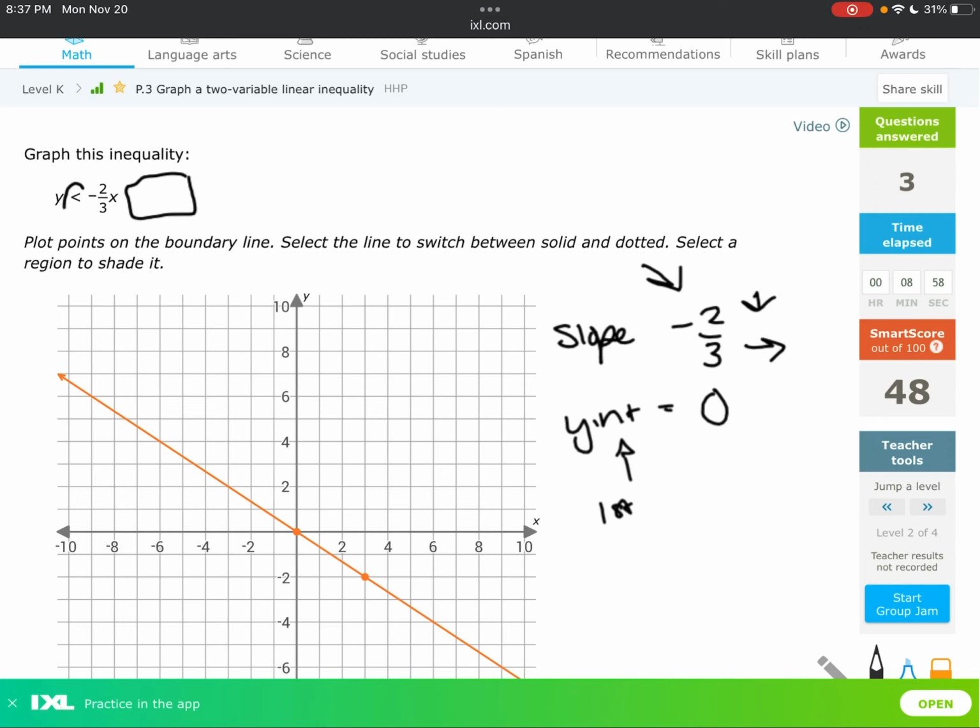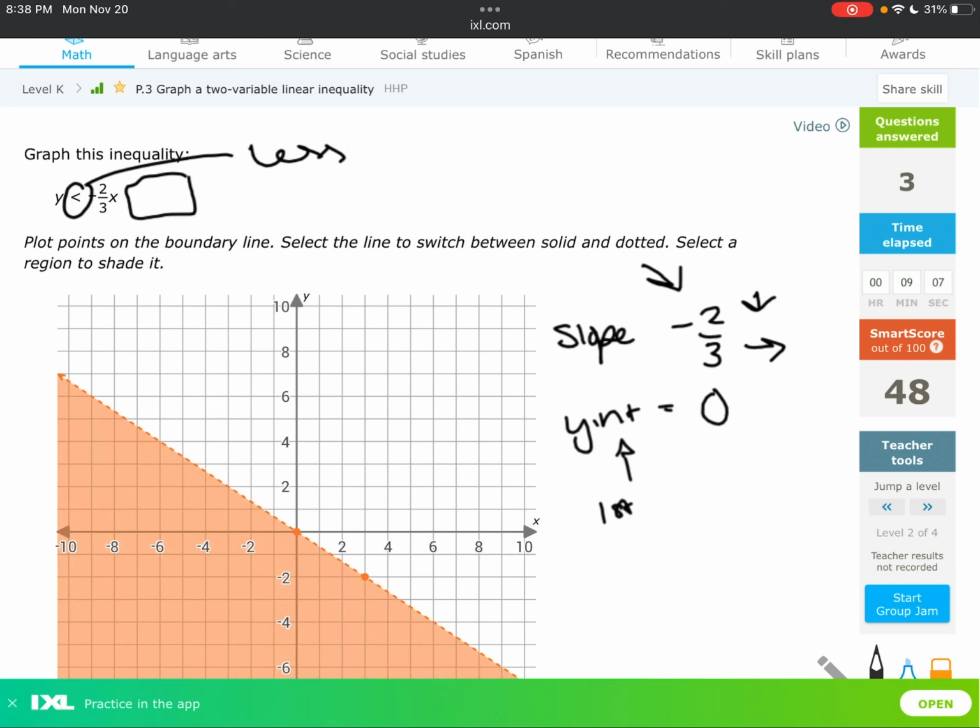I look back at my line. This is an open line, so I'm going to tap the line to make it dotted, and it is less, so I know that these numbers down here are less than y.